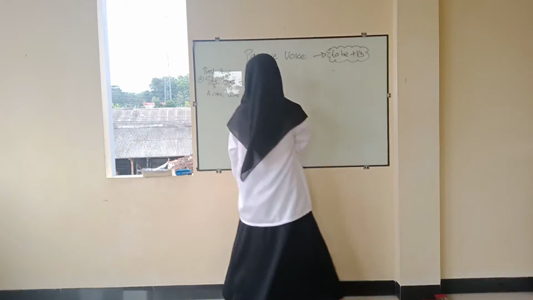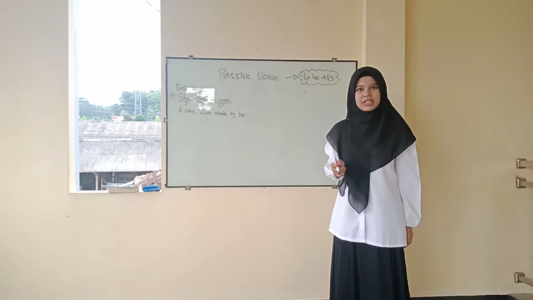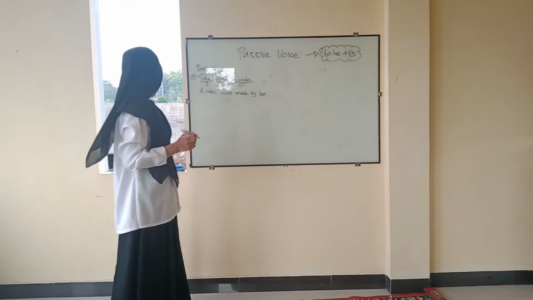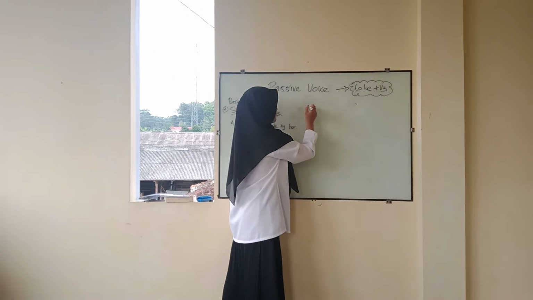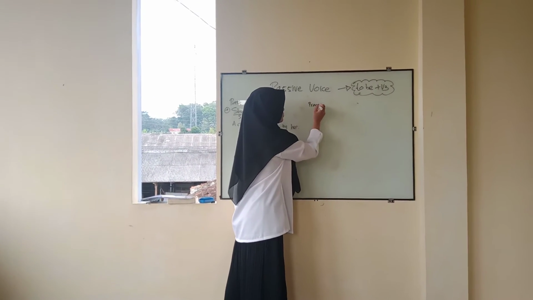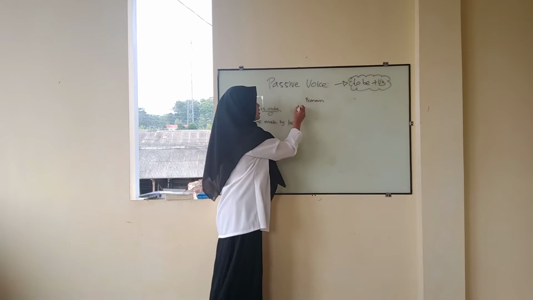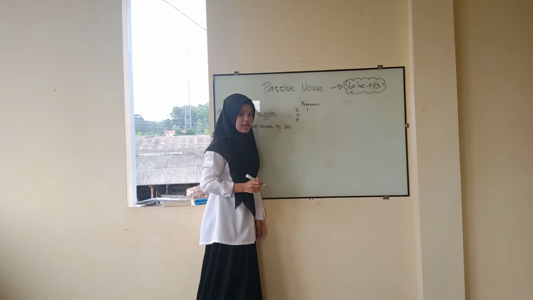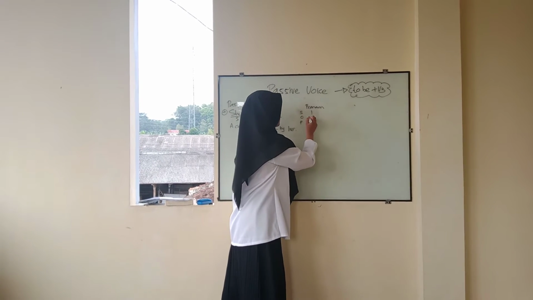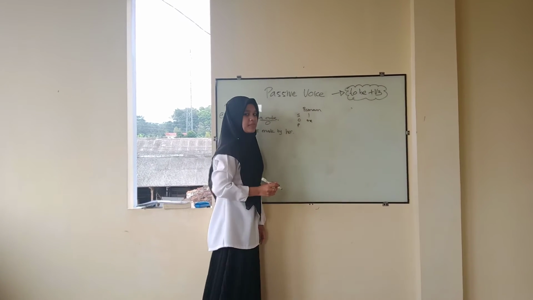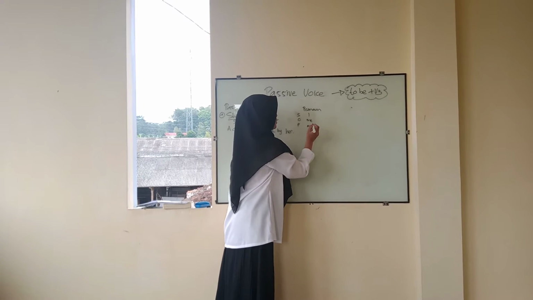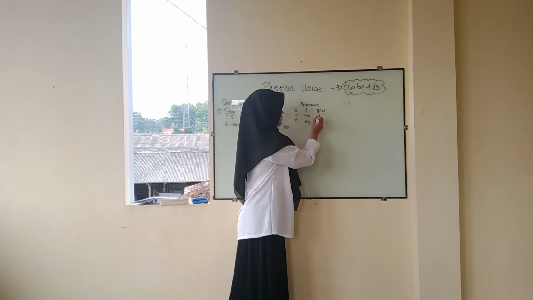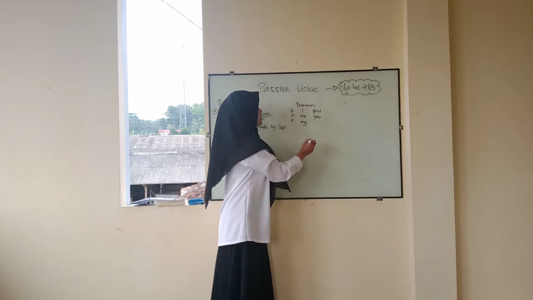Okay, let's see. Pronoun. Do you remember the pronouns? Where should I write here? Pronoun, for subject, object, and possessive. Subject I, the object is me, and the possessive is my. You, the object is you, and the possessive is yours.